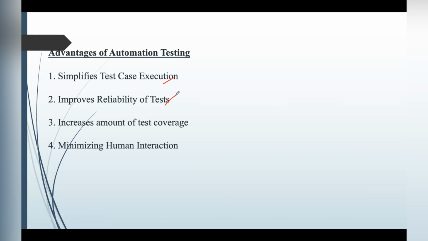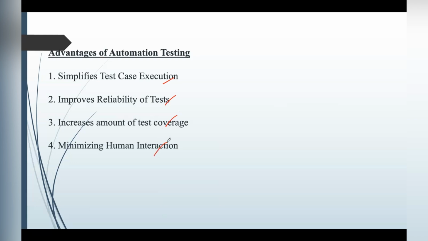Improves reliability of tests. Automation testing ensures that there is equal focus on all areas of testing, thus ensures the best quality end product. Increases amount of test coverage. Using automated testing, more test cases can be created and executed for an application under test, thus resulting in higher test coverage and the detection of more bugs. This actually allows for the testing of more complex applications and more features can be tested.